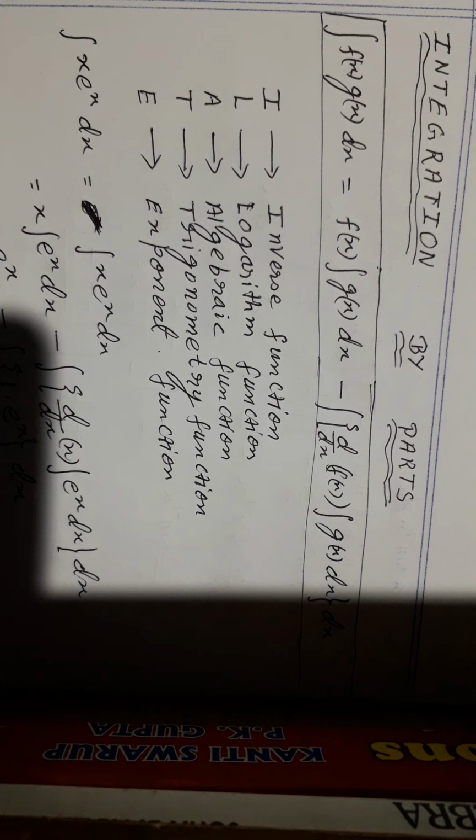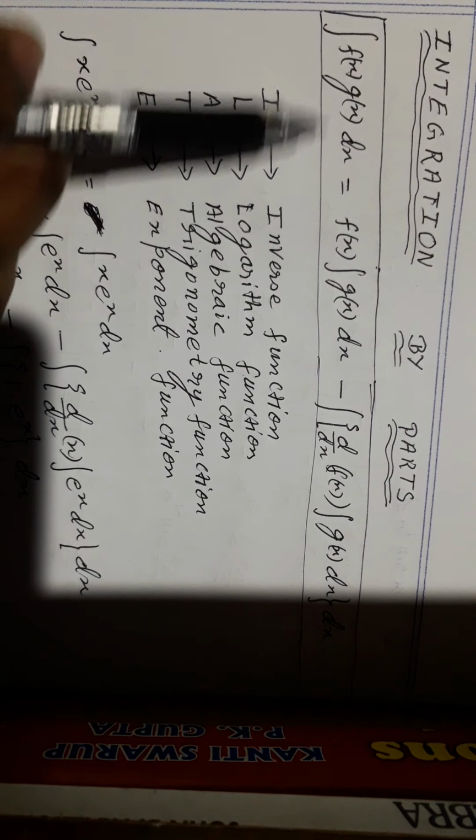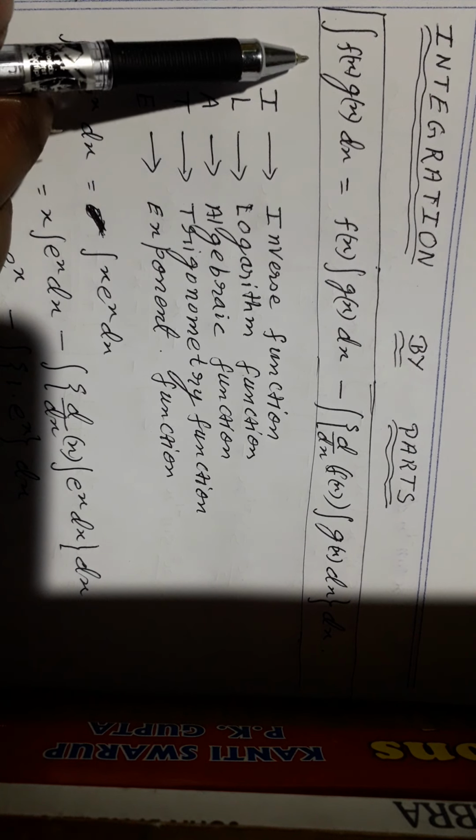In this video, I'm going to explain integration by parts. Integration by parts is used when we try to integrate the product of two functions. Here we have the formula for integration by parts. We have two functions in a product, and we try to integrate it.